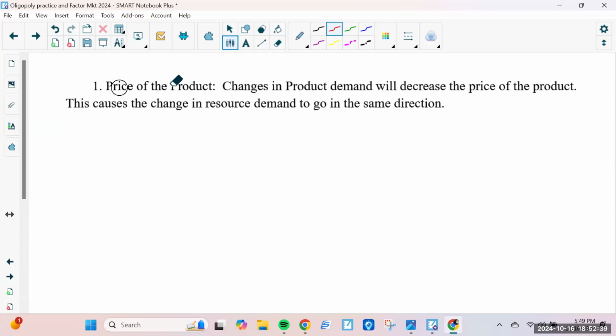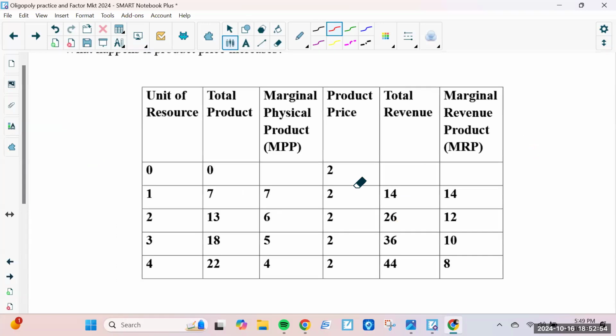If the price of the product goes up, then the demand for the worker goes up. If the price of the product goes down, the demand for the worker goes down. So they move in the same direction. The price of the product and the demand for the worker go in the same direction. Now let me show you how we do that. This is the same data that I gave you earlier. I'm just going down to 4 units to make it simple.